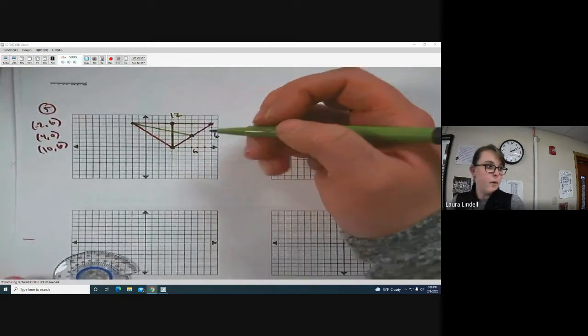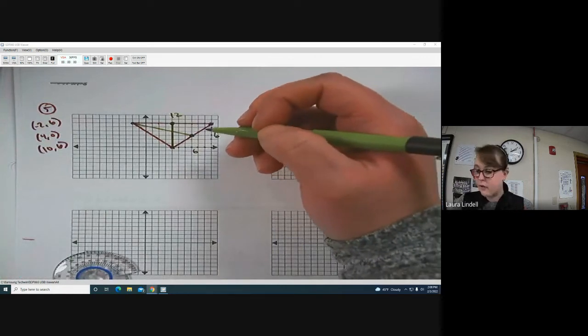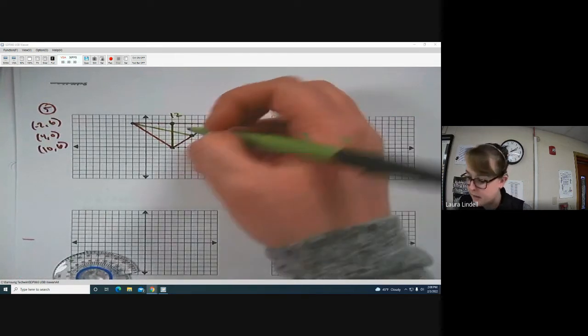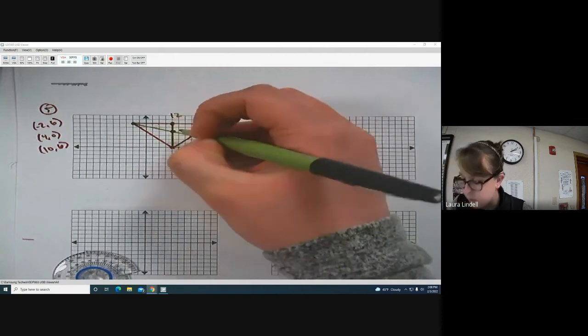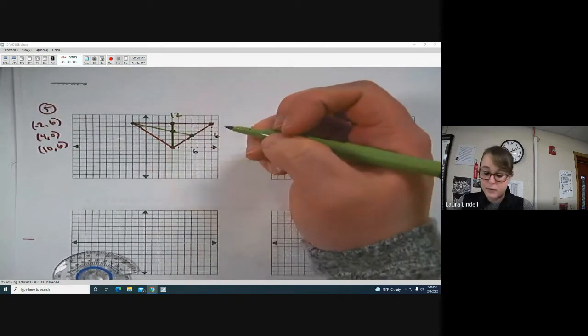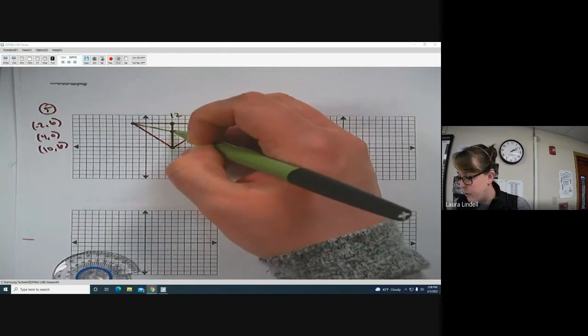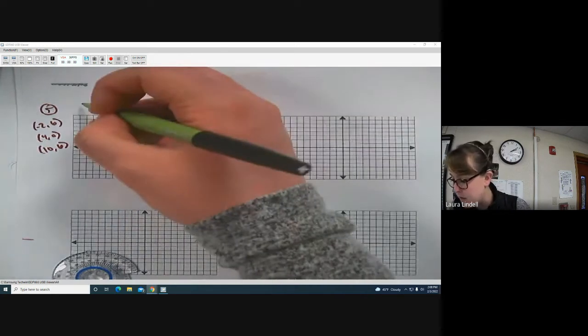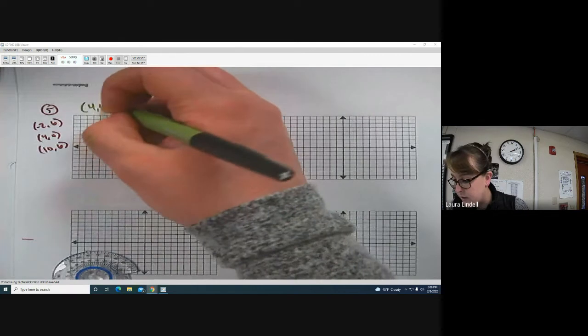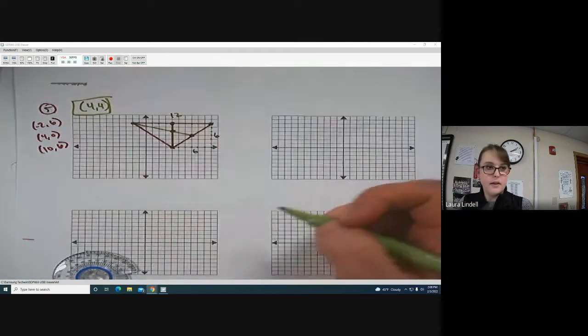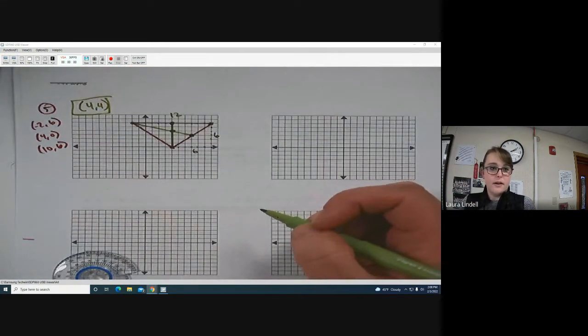Now, really, you only have to graph 2 of the medians in order to figure out what the centroid is, because where they intersect is where the third one will also intersect with them. So really, I'm all done. I can count over 4, up 4. That's where my centroid is. So my answer is that the centroid is at 4, 4. So we're all good to go there.